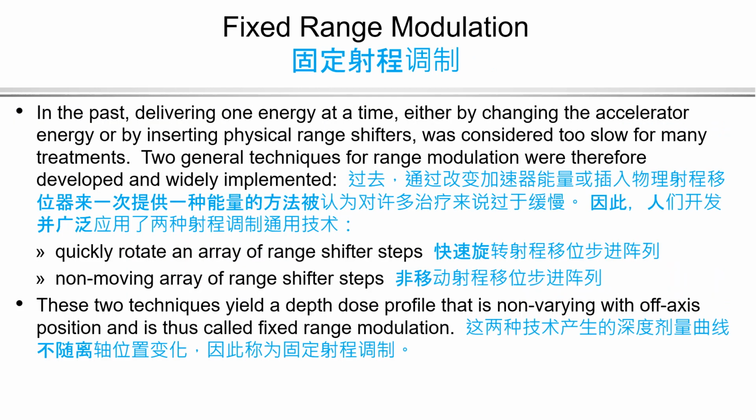In the past, delivering one energy at a time, either by changing accelerator energy or by inserting physical range shifters, was considered too slow for many treatments. Two general techniques for range modulation were therefore developed and widely implemented. The first was to quickly rotate an array of range shifter steps. The second was to insert a non-moving array of range shifter steps. These two techniques yield a depth dose profile that is non-varying with off-axis position and is thus called fixed range modulation.